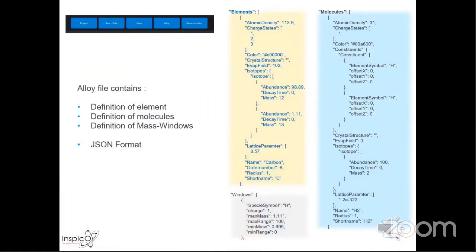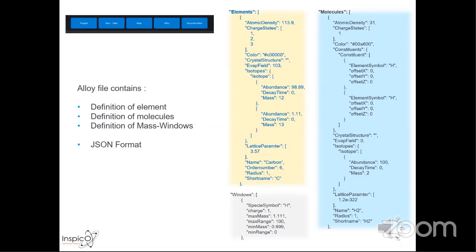For the alloy file, we are also using a human readable JSON file, which contains definitions of elemental species, so just pure atoms. There are some values stored for each element, and molecules are made out of these elements, giving a new definition in the molecule section. And last but not least, you would determine in this file the respective window, from which position to which, for which element this window should be available. Of course, you can edit this file by hand.